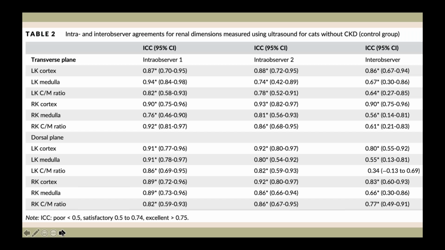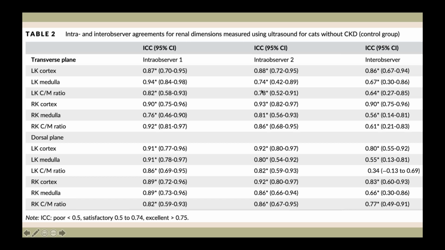One thing they looked at, they had 2 people review the images, and one was a radiologist, one was, I think, the equivalent of a radiology resident. They describe it as a radiology graduate student. And they're looking at how well they had intra-observer and inter-observer agreement between measurements. And I'll just say that, obviously we want this number to be as close to 1 as possible, but there are some things like the length of the medulla, which did not correlate really well between observers.